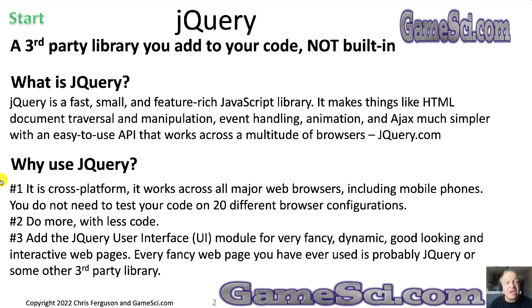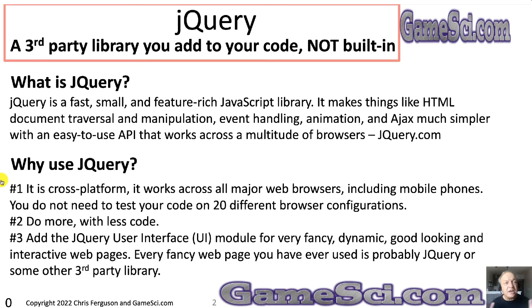Next up, jQuery. What is jQuery? It's a third-party library you add to your code. It's not built in. It's the opposite of built in. Remember, the window and the document object are built in. You don't have to do anything to use them. They're already part of the language. jQuery is definitely an alien. It has to be brought into your code in order to use it.